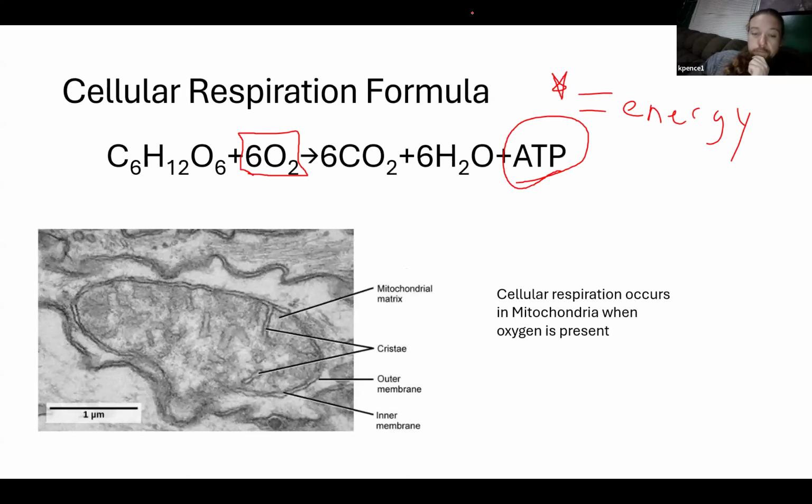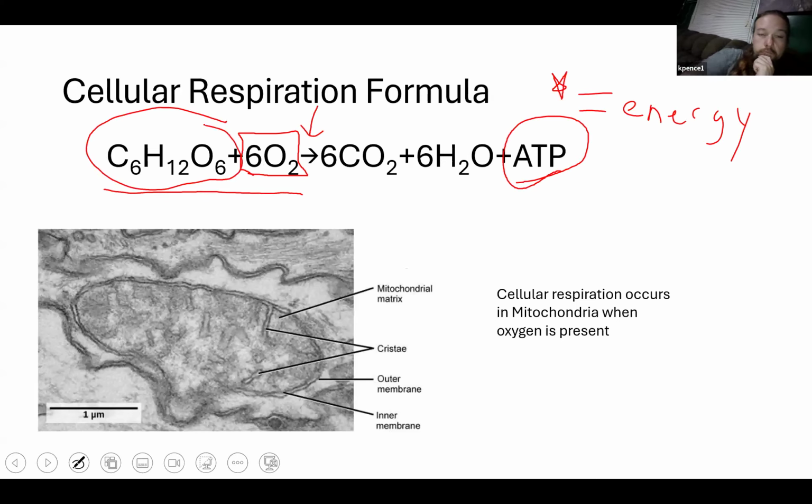We'll go back to this formula. Again, this arrow is important. We look at this arrow. So everything before the arrow is what's being used. So we know that we breathed in the oxygen. What was this? You remember what C6H12O6 is?